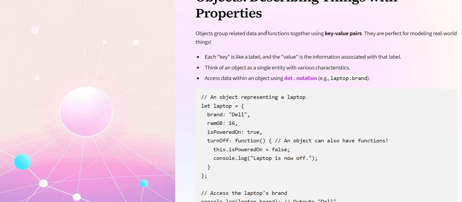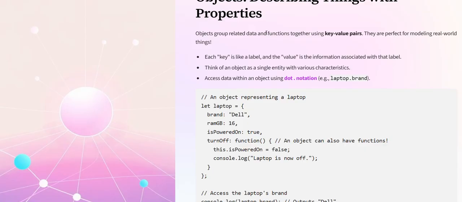Objects are nothing but describing things with properties. Objects group related data and functions together using key-value pairs. They are perfect for modeling real-world things. Each key is like a label, and the value is the information associated with the label. Think of an object as a single entity with various characteristics.